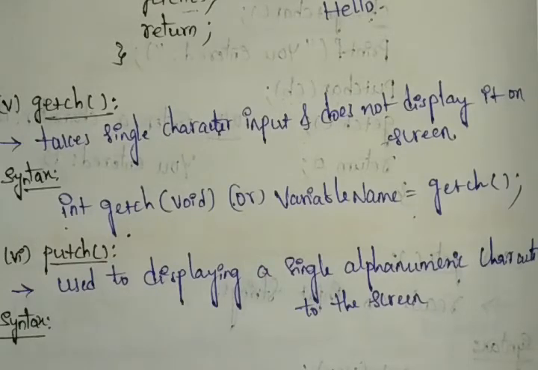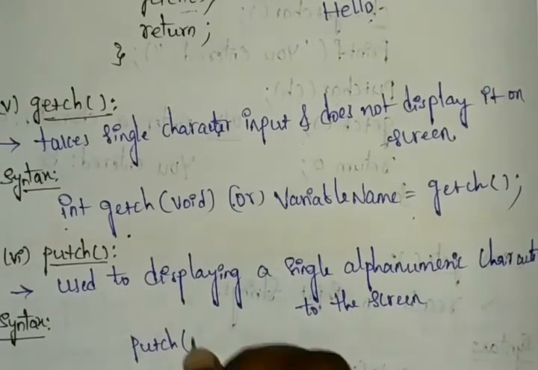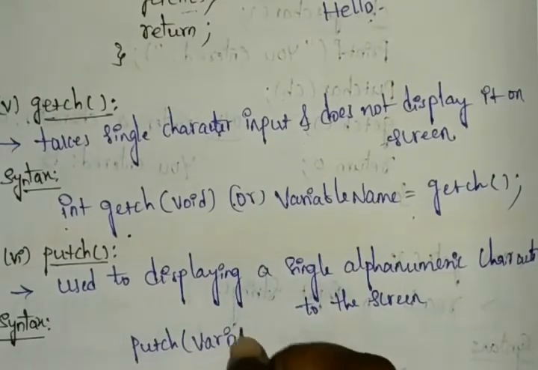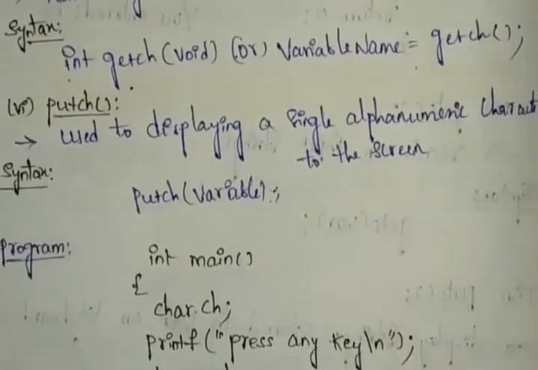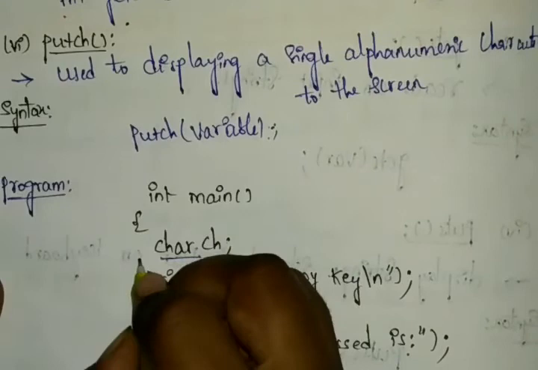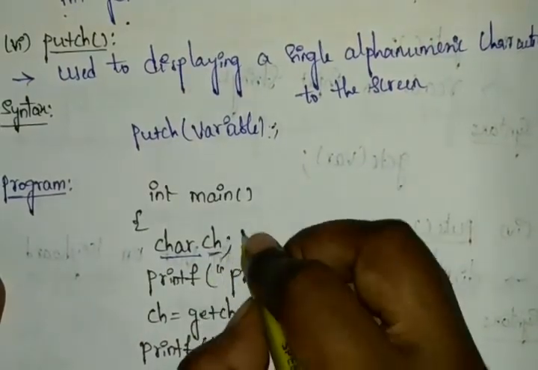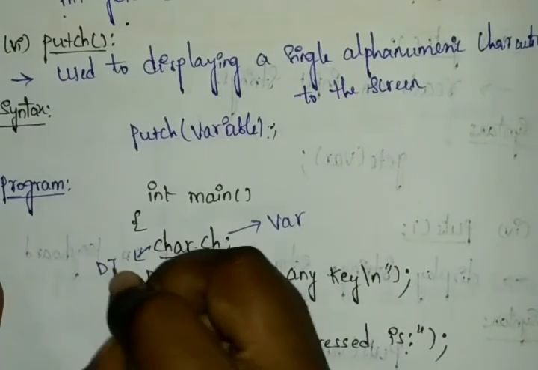Next you can see the syntax for this. The syntax is putch(variable). And you can see the program for this, how it will look. I've directly started with int main. Here I started with the char data type, and ch is our variable. This is the variable and this is the data type.